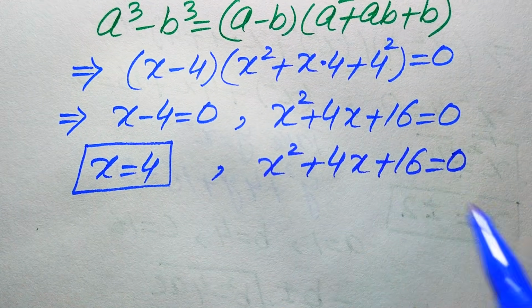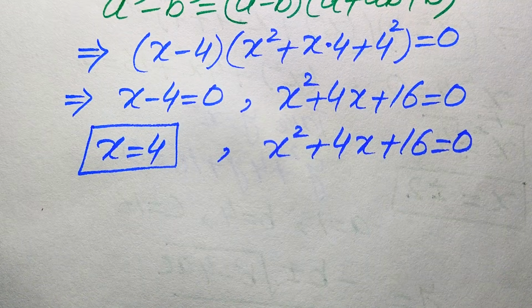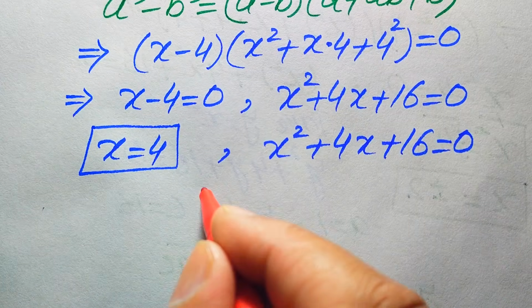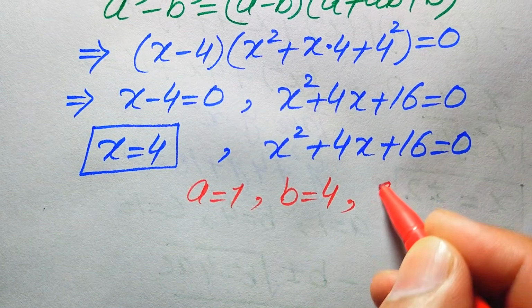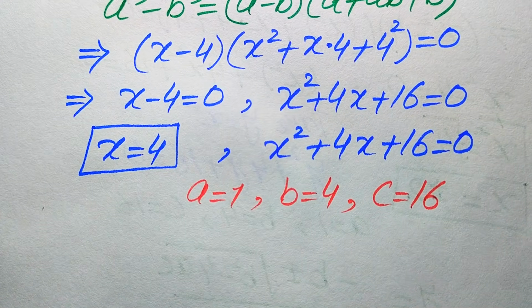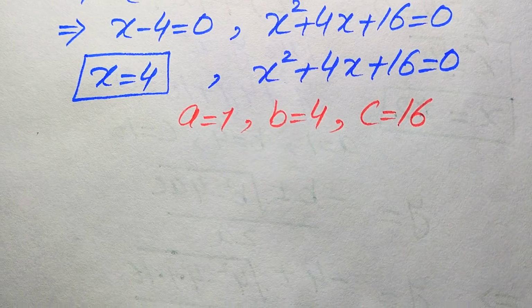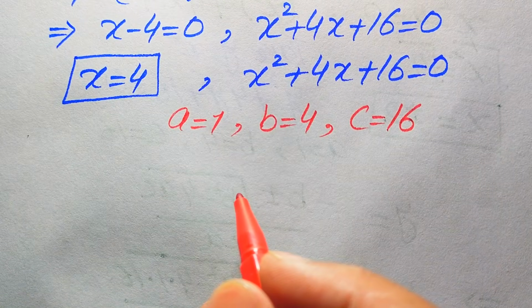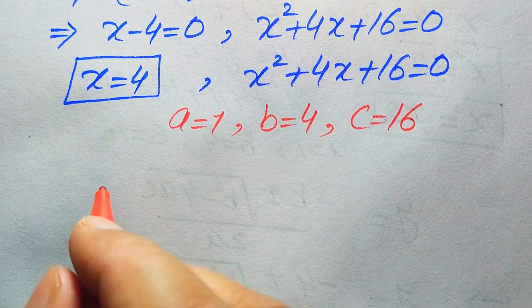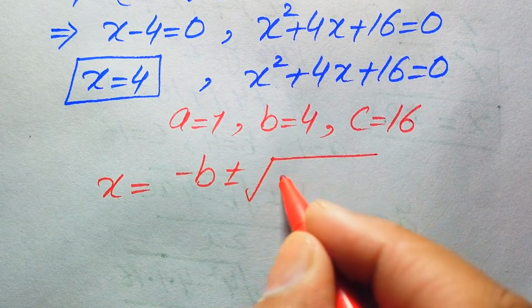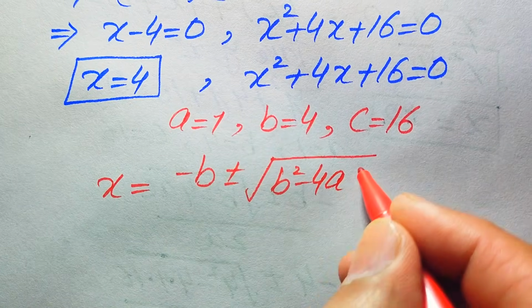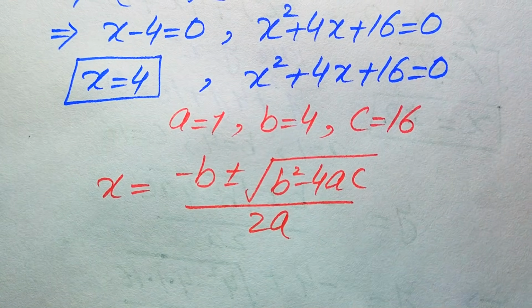So this is our quadratic equation, and here we apply the quadratic formula to solve this quadratic equation. For this we need to write the coefficients of this equation, and its coefficients are a is equal to 1, b equal to 4, and c is equal to 16. These are the coefficients of the given equation, and now we need to write the quadratic formula to solve this equation. For this we state the quadratic formula as x is equal to minus b plus minus square root of b squared minus 4 times ac, divided by 2 times a.